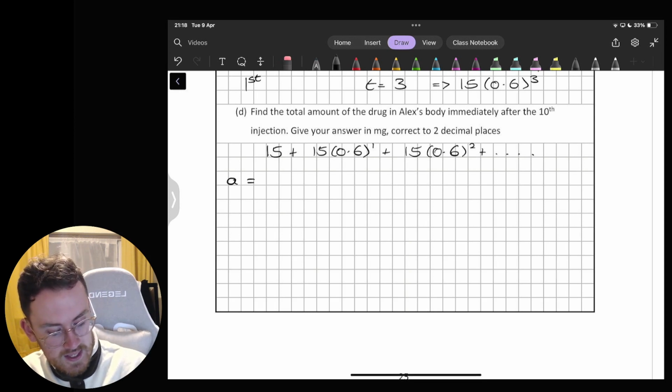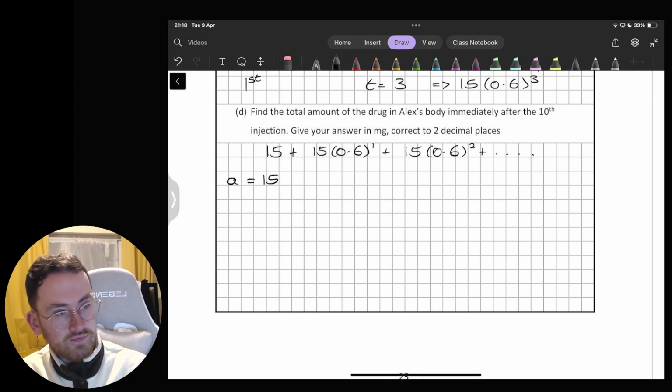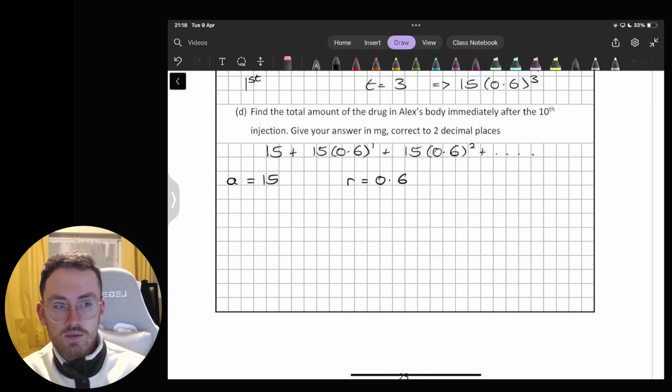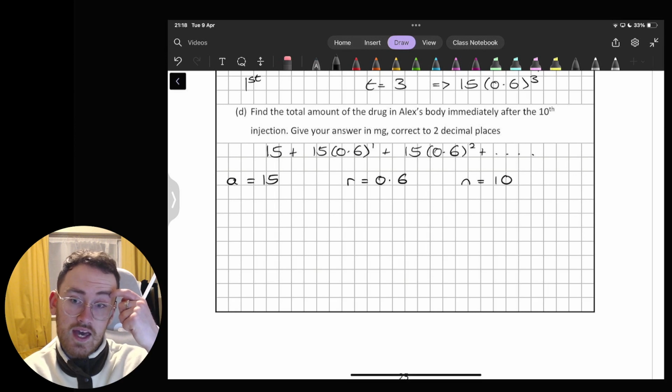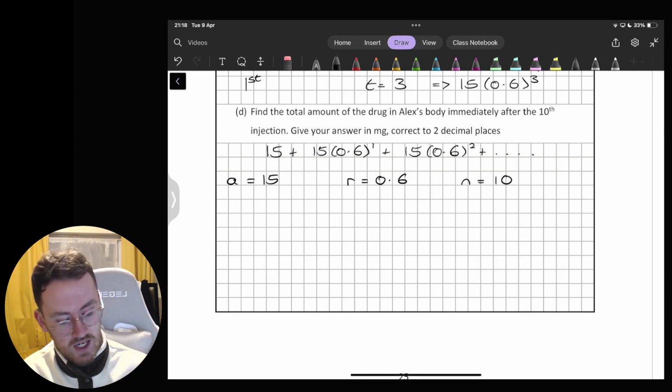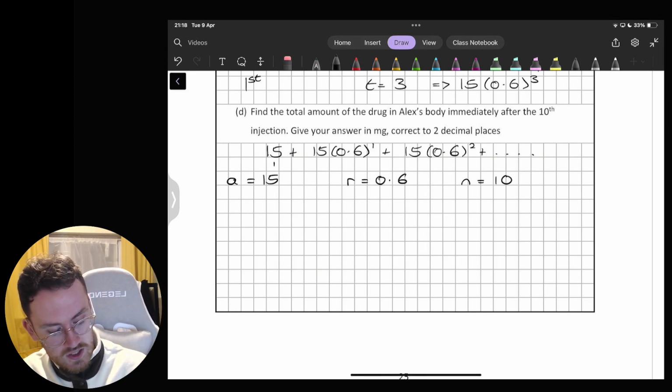And in this case, A is 15. Okay, so A is going to be 15. The common ratio here is 0.6. We want to know how much he's going to have after the 10th injection. So this is the 1st injection, 2nd injection, 3rd injection, and so on and so forth.